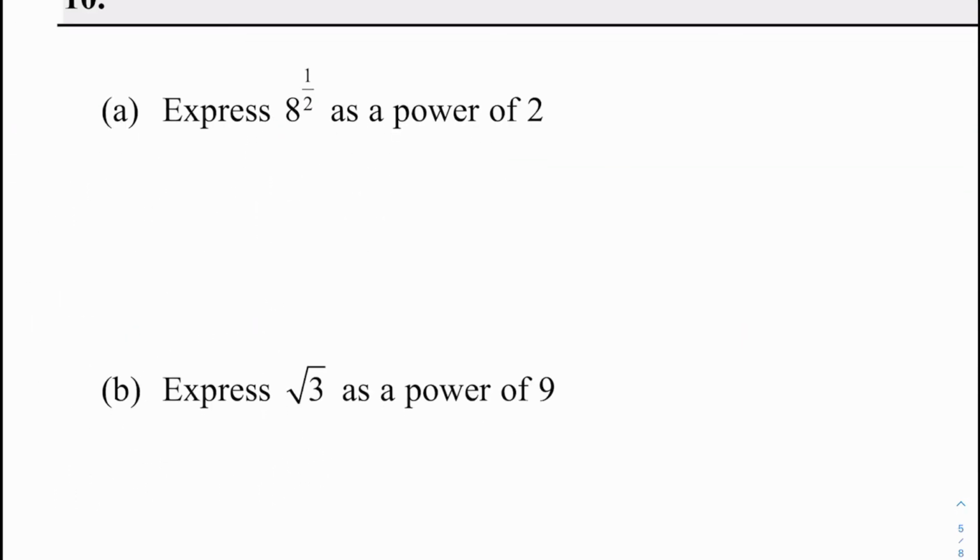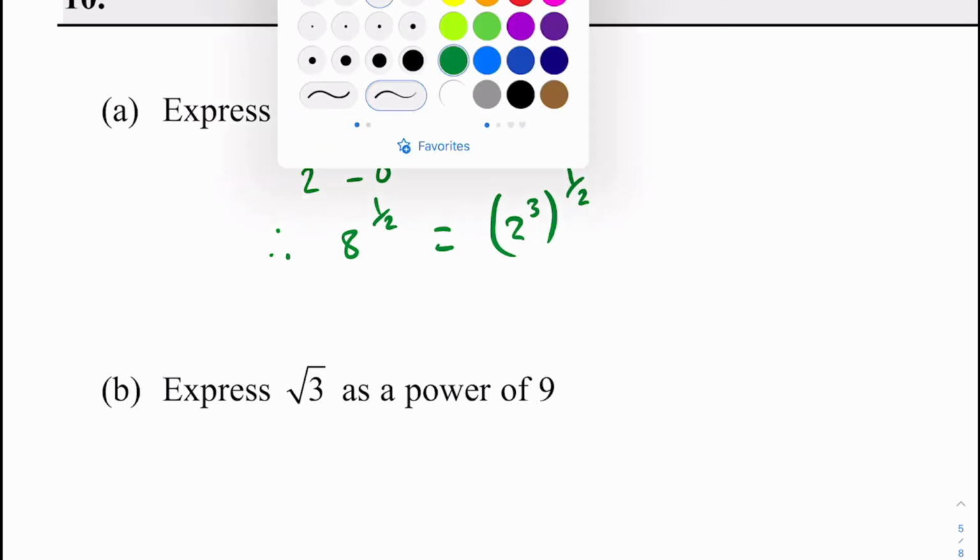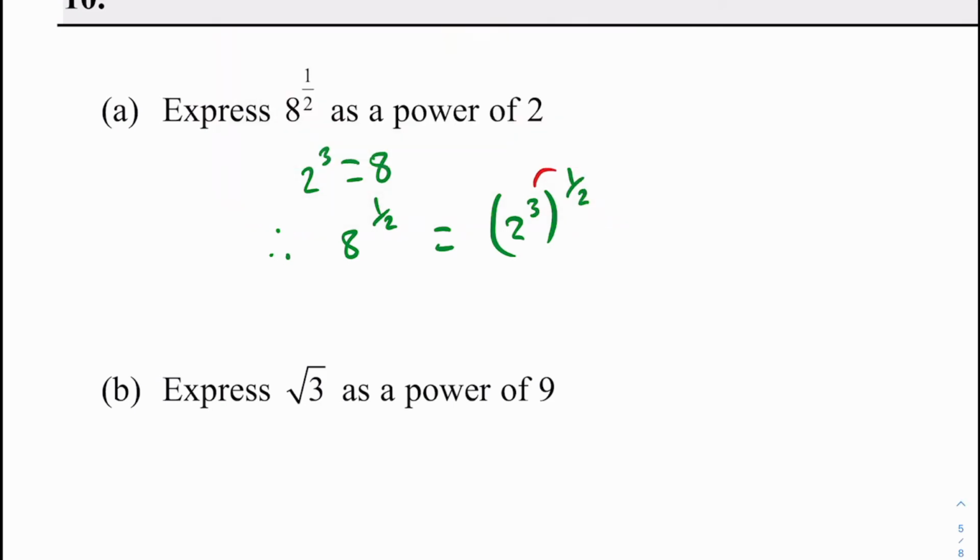Next question, we need to express 8 to the power of 1/2 as a power of 2. So similar to a couple of the previous questions now. The first thing to say is that 2 cubed is equal to 8. So therefore, we can say that 8 to the power of 1/2 is equal to 2 cubed all to the power of 1/2. And then we just have to multiply our two powers together. So we end up with 2 to the power of 3 over 2.